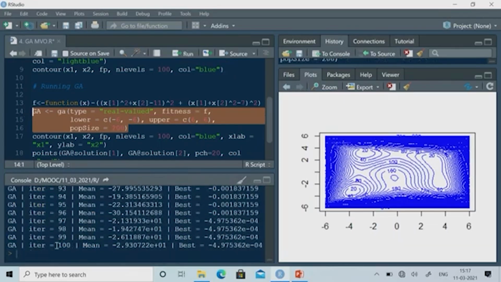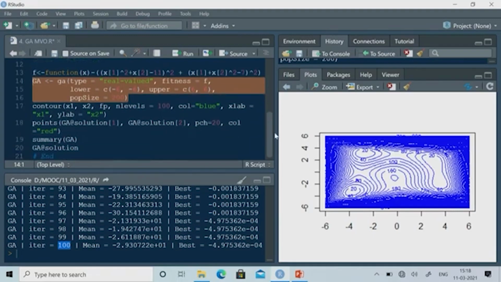So, it is iteration up to 100. This is the default iteration value given. So, 100, and the population size taken is 200. I did not change the other parameters like crossover probability, mutation probability, elitism, those I did not change. I have taken the default values.